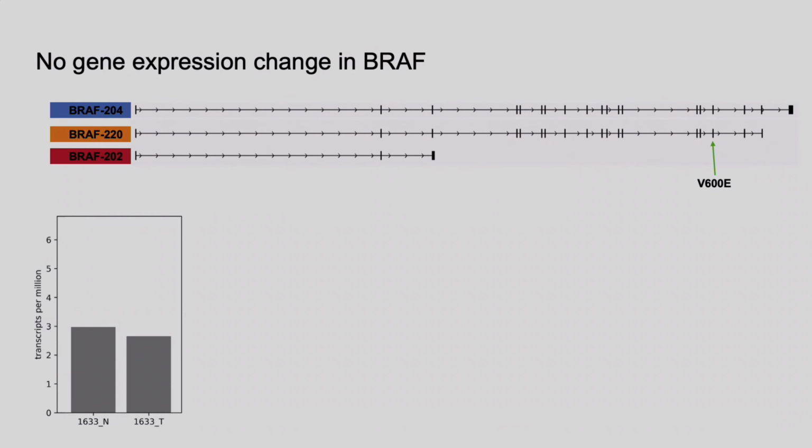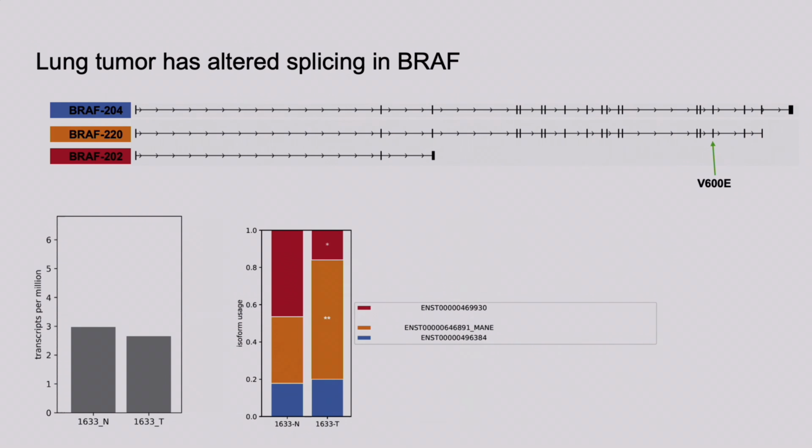But with the long reads, we can move forward and start looking at, first off, how is the splicing changing? So we can see that the orange BRAF 220 isoform has significantly increased usage in the tumor sample as compared to the matched normal. But then, when we do the isoform variant matching, it gets even more interesting.